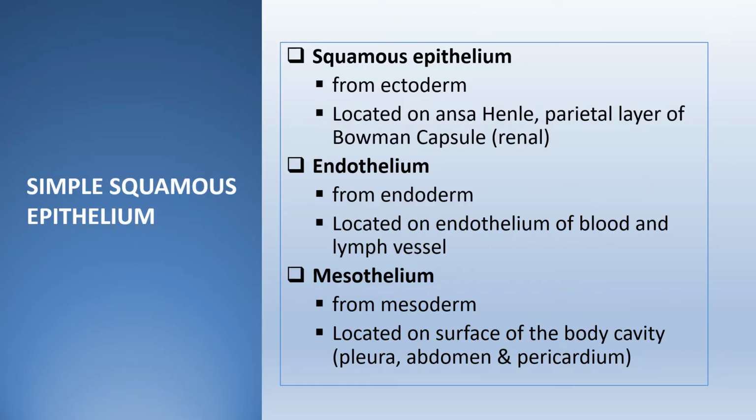Based on the embryology of simple squamous epithelium, there are three types: squamous epithelium, endothelium, and mesothelium. Squamous epithelium is from ectoderm, and it is located on the ansa Henle or in the renal. Endothelium is from the endoderm and located on the endothelium of blood and lymph vessels. And the last is mesothelium. Mesothelium is derived from the mesoderm, and it is located on the surface of the body cavity like pleura, abdomen, and pericardium.